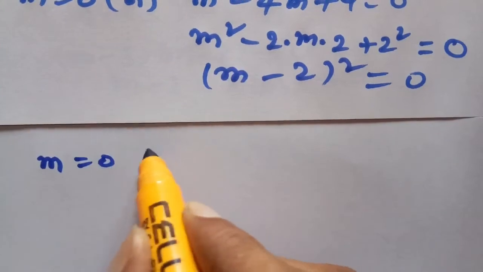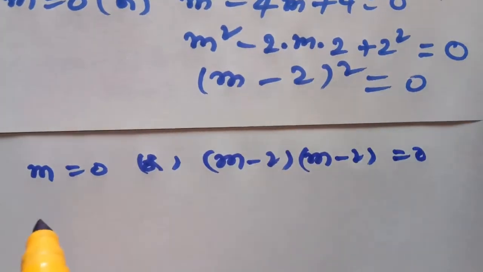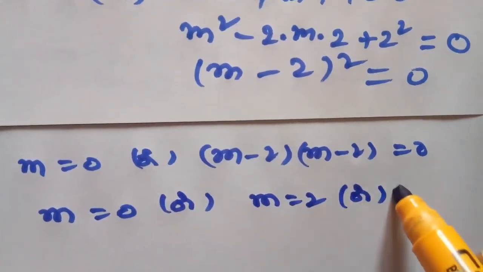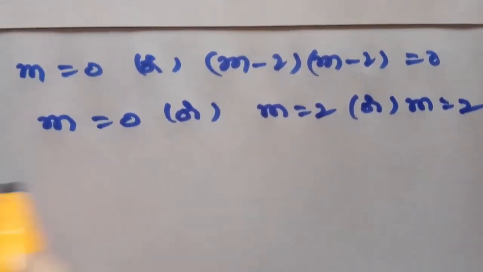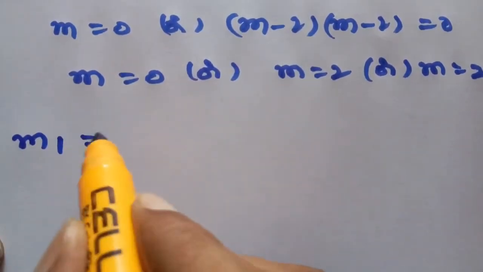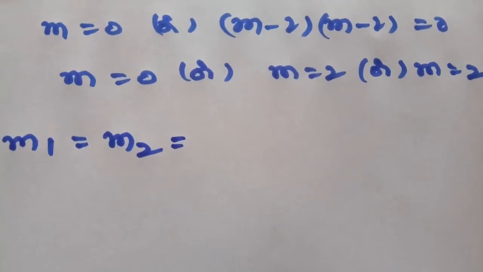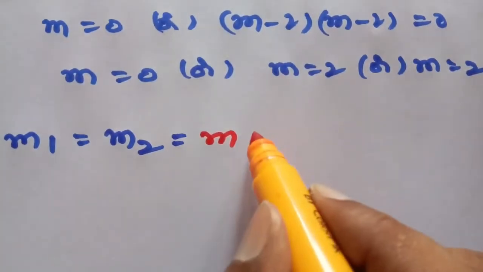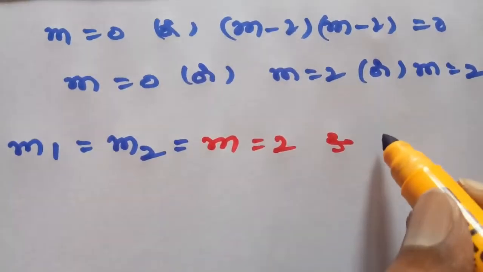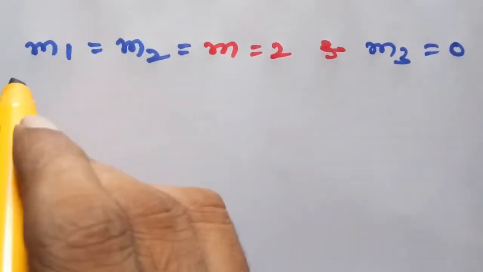m equal to 0 or (m minus 2) into (m minus 2) into 0. That means m is equal to 0 or m equal to 2 or m equal to 2. Therefore, the roots are m1 is equal to m2 is equal to 2 and m3 is equal to 0. Here two roots are equal and the other root is different.